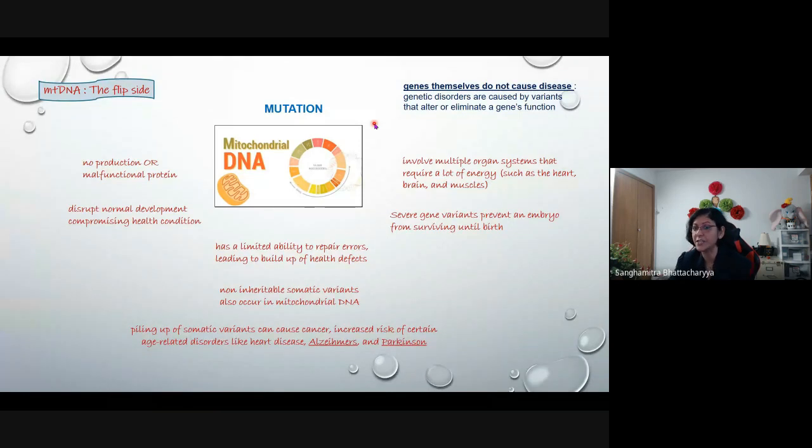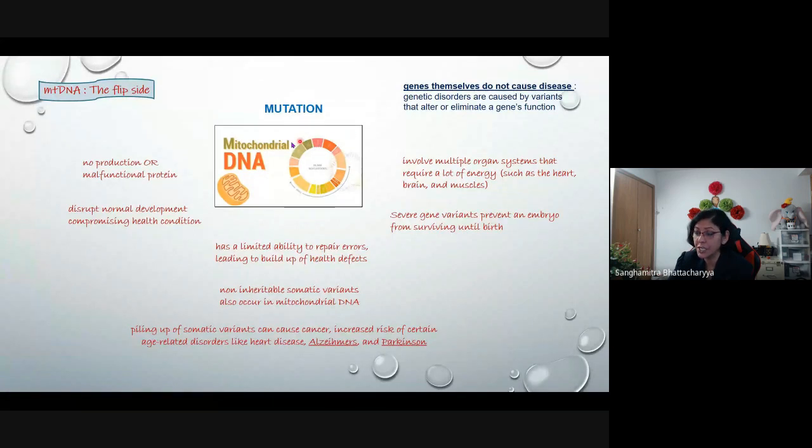These variations in the gene sequence are termed gene variants, and we can also term them mutations, and they prevent one or more proteins from functioning properly inside our body. A condition caused by these variants can collectively be termed genetic disorders. So genes themselves do not cause disease. It's the genetic disorders that are caused by variants which can alter or eliminate a gene's function. And it's ultimately the proteins that arise from these genetic disorders that actually cause the problem.